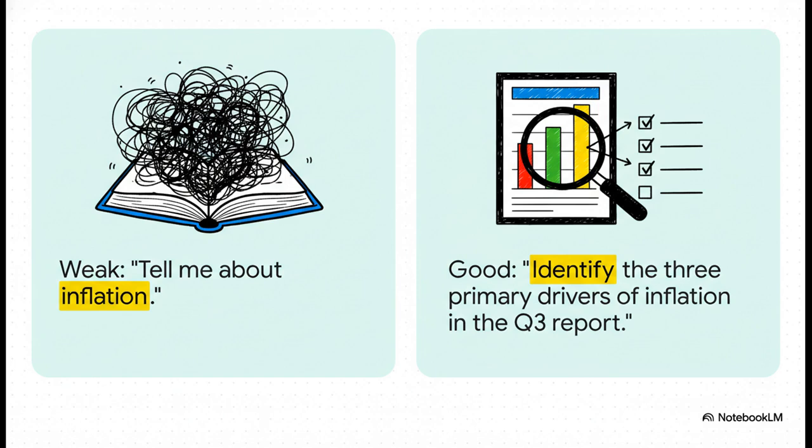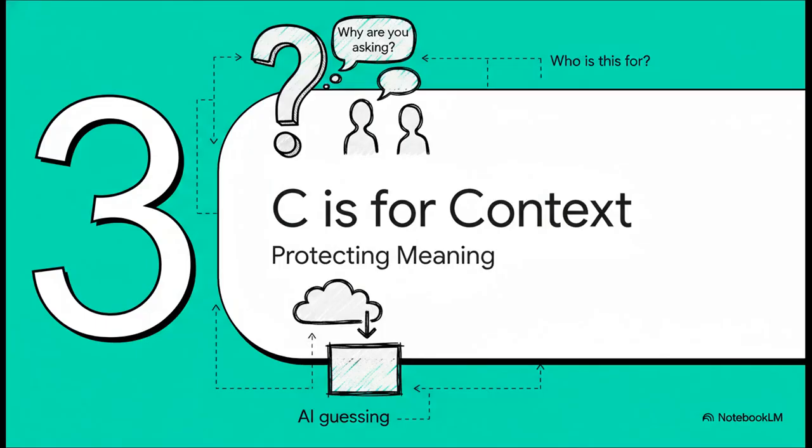You're not asking for a definition, you're asking for a specific action on specific data. One gets you a ramble, the other gets you an actual answer. Now for C, which is context.